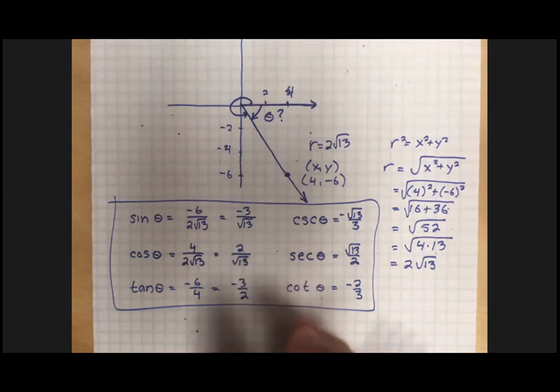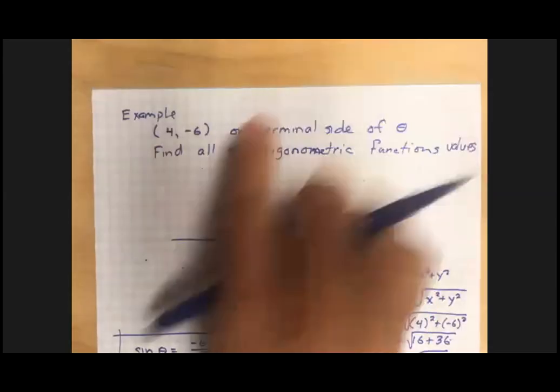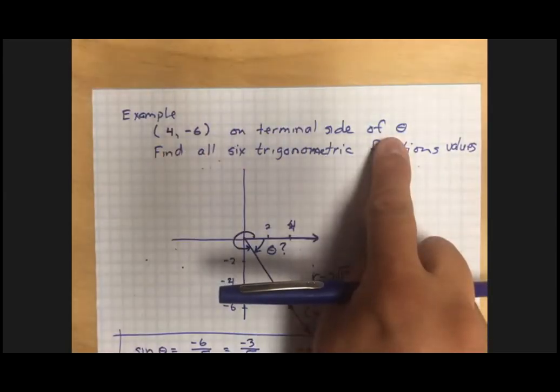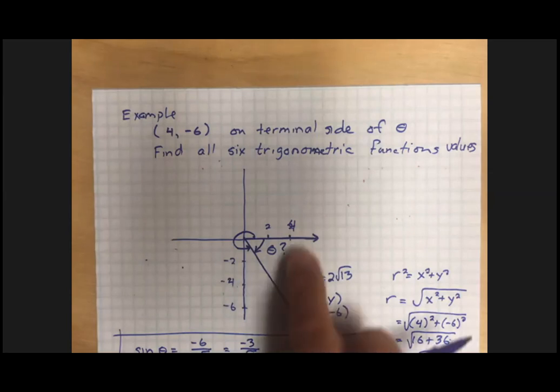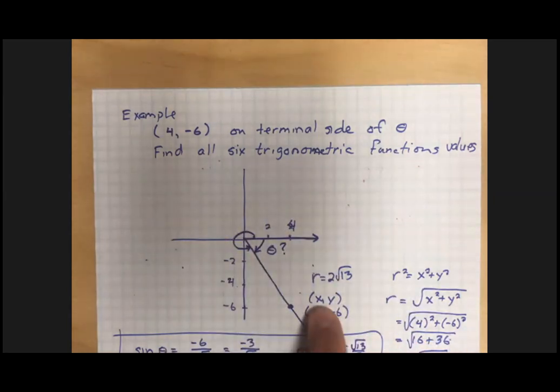But I want to emphasize this. Just from a point, that tells me what quadrant I'm in. That tells me whether my x's and y's are positive or negative. I have to make this match the reality of the picture. It tells me what the r is.